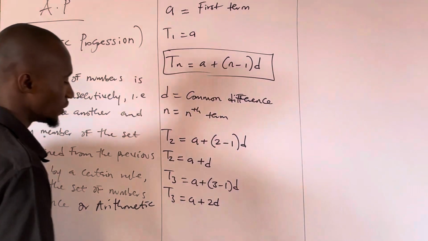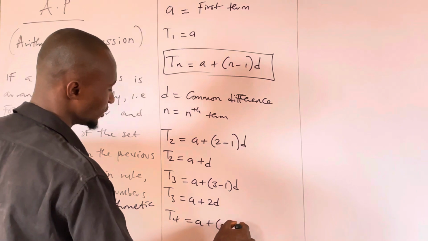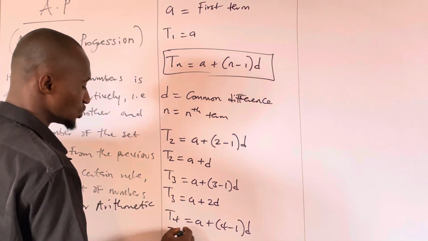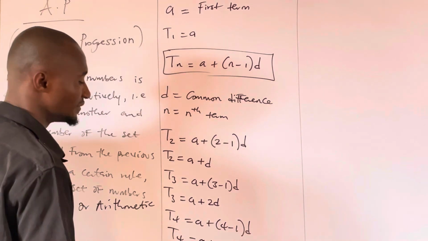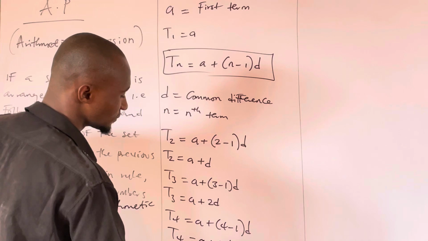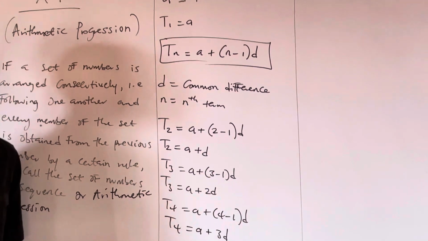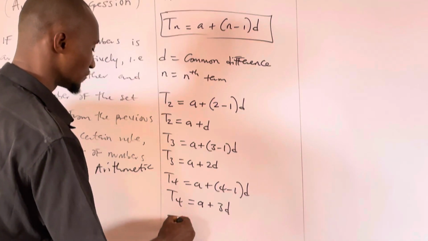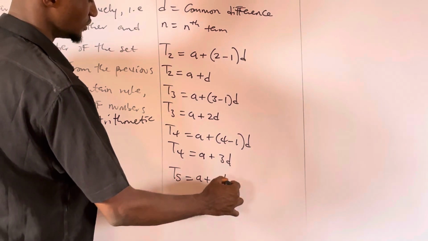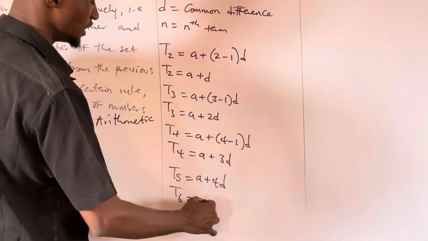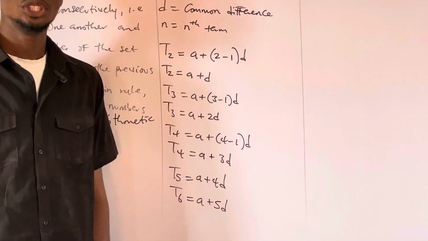How do you find T4? T4 equals to A plus bracket 4 minus 1 D. So T4 is equals to A plus 4 minus 1, 3, 3 times D, 3D. So if you understand this now, that means your T5, without using this formula, should be A plus 4D. And your T6 should be A plus 5D. It will continue like that.